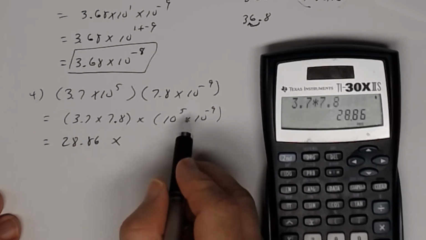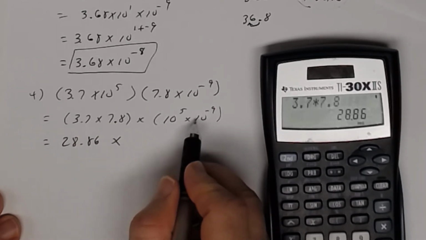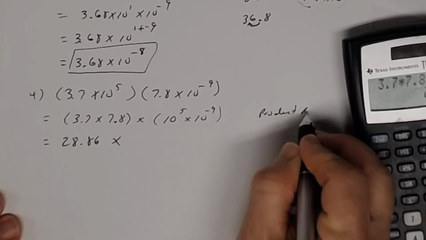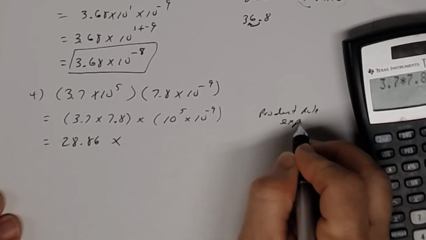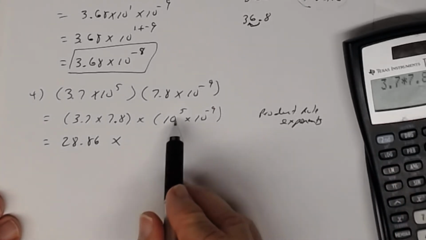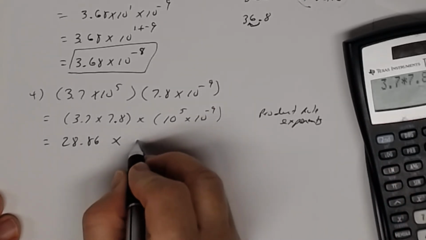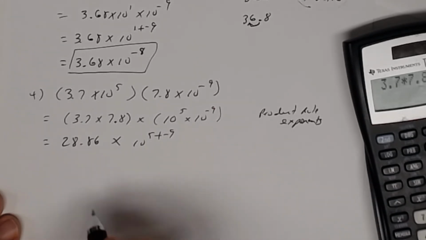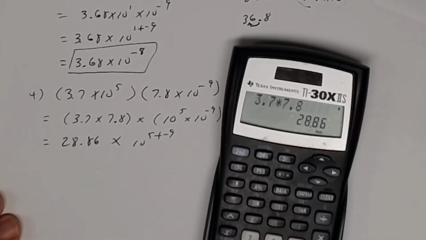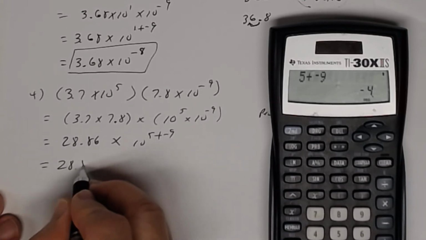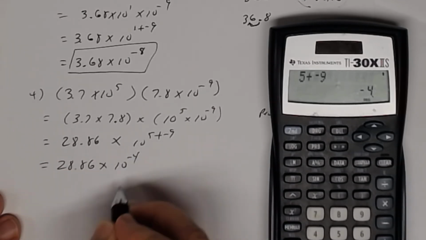28.86 times. And then when I multiply like bases, I'm using the product rule for exponents. You learned that in the previous lesson. When you multiply like bases, you add exponents. So this becomes 10 to the 5 plus a negative 9. 5 and a negative 9 is a negative 4. If you need to use your calculator to figure that out, then make sure you do that. So it becomes 28.86 times 10 to the negative 4th power.